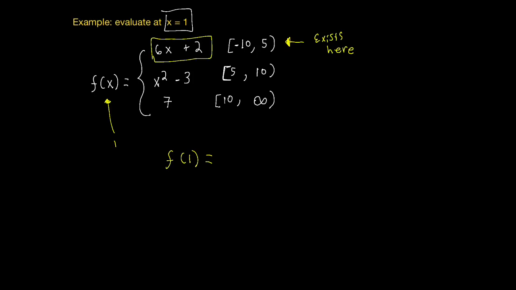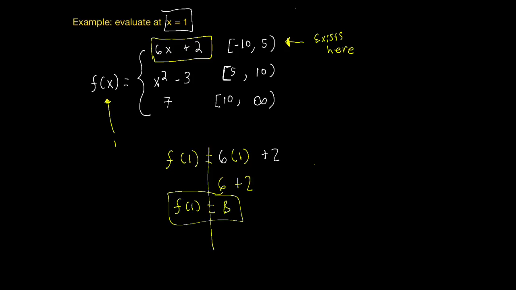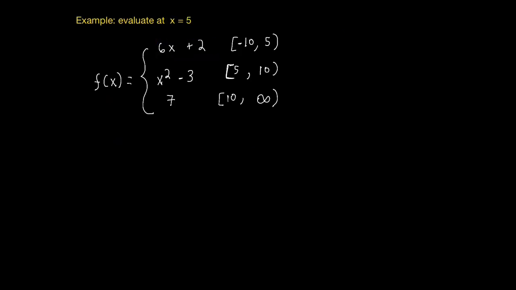Everywhere we see an x, we're going to replace it by a 1. So we get 6 multiplied by 1 plus 2. And with some simple calculations, we can see that 6 times 1 is 6. We have to add that 2. So f of 1 equals +8. Let's evaluate a couple of more. So here we have at x equals 5. So let's plug that in.